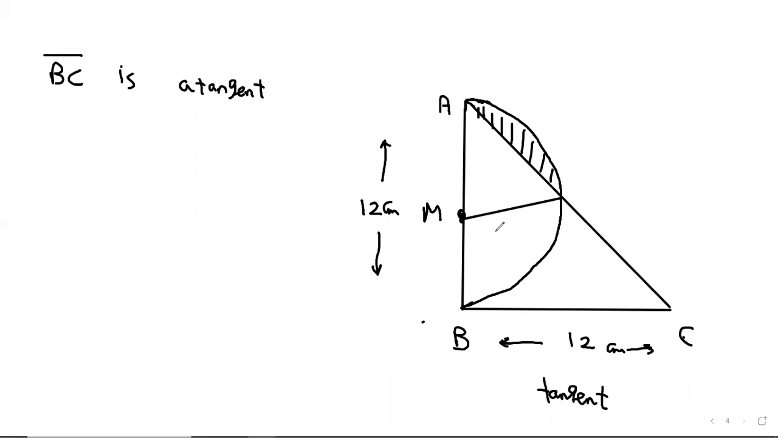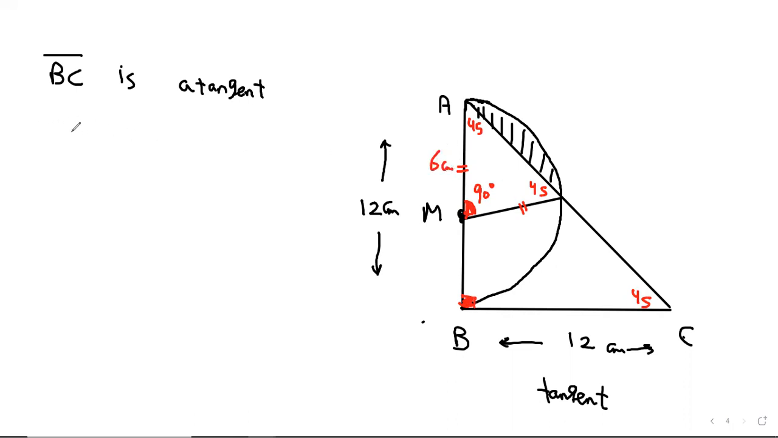Because this triangle is an isosceles triangle and BC is a tangent, this angle will be 90 degrees, and this angle 45, and this angle 45. Here it's a radius in the circle, and here it's a radius in the circle. So this angle is 45. This angle here, which I need, is 90 degrees. And the radius is 6 centimeters.